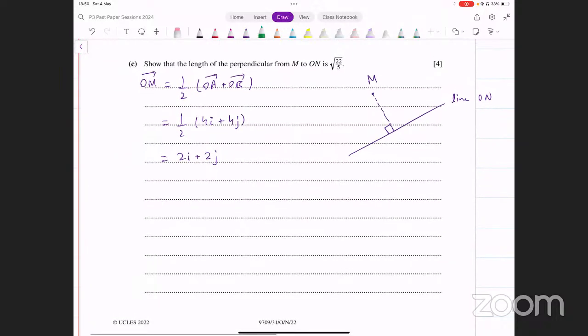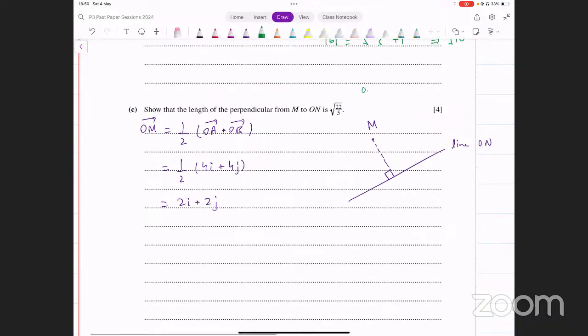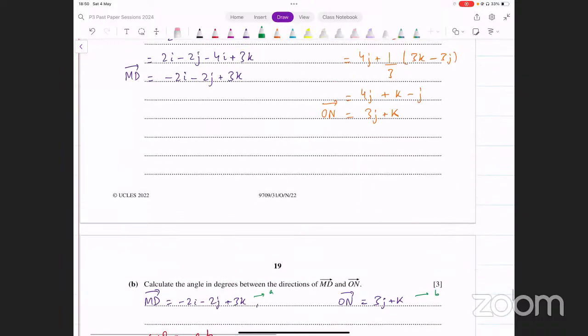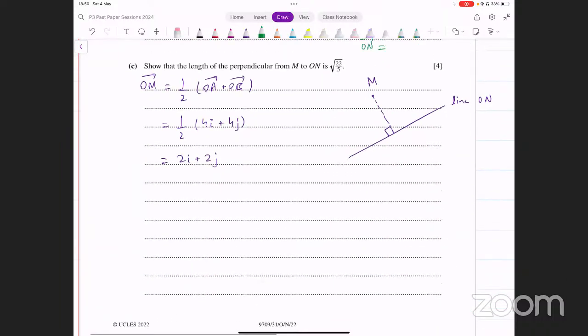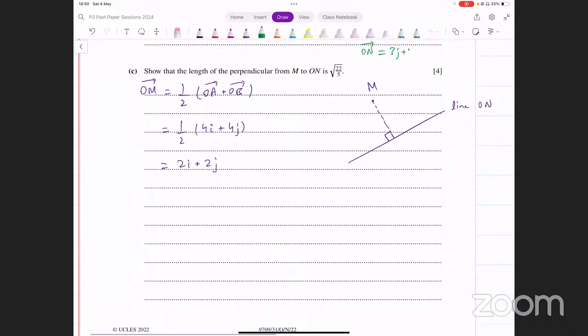We need a point that lies on this line. We know the point N. What's the position vector of the point N? We found that earlier. 3j plus k. Now for equations, I prefer using the column vector form generally. That seems easier to me. So it's 0, 3, 1. And OM vector is 2, 2, 0. We've got the point M.